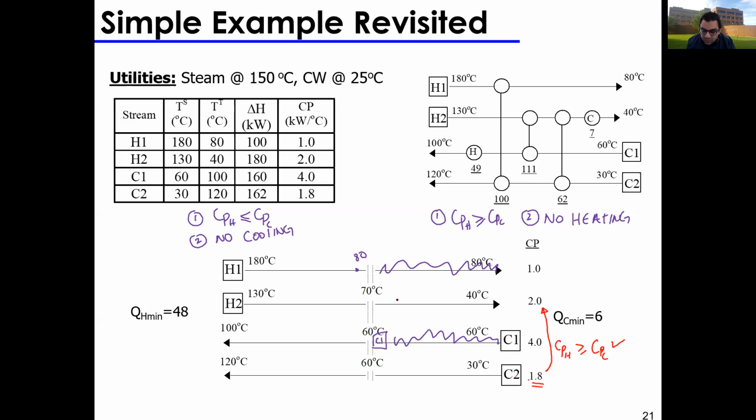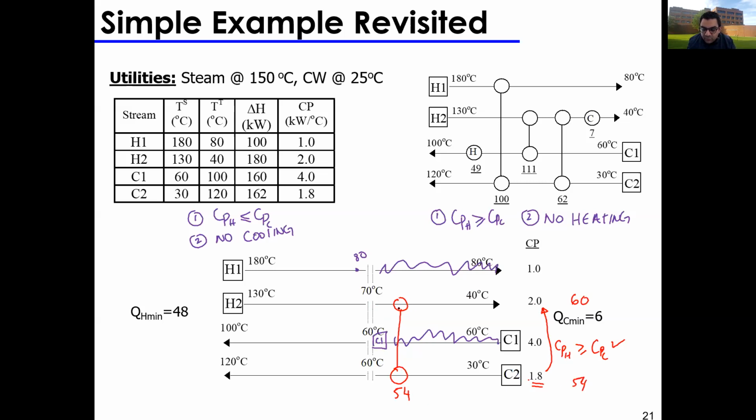So now I just draw my heat exchanger between these two streams, and I need to determine how much heat is being transferred. So let's have a look here. 60 minus 30 multiplied by 1.8. That's how much? 54, I think. 54. And now let's look at this stream. 70 minus 40, that's 30 multiplied by 2. So this stream actually has 60 units, and this stream has 54 units.